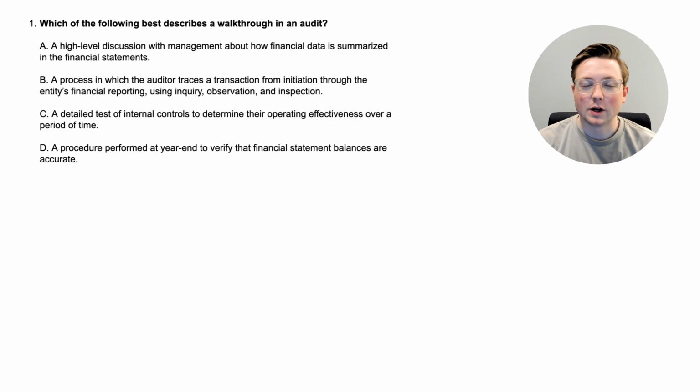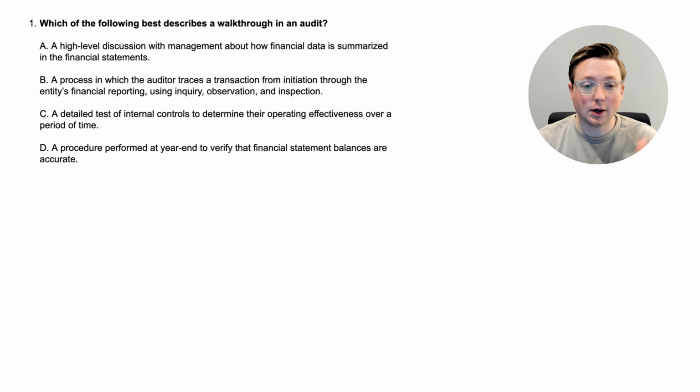All right, here we are at question 1. Let's just dive straight in. Which of the following best describes a walkthrough in an audit? So let's walk through the options. Option A, a high-level discussion with management about how financial data is summarized in the financial statements. Option B, a process in which the auditor traces a transaction from initiation through the entity's financial reporting using inquiry, observation, and inspection. Option C, a detailed test of internal controls to determine their operating effectiveness over a period of time. Or option D, a procedure performed at year-end to verify that financial statement balances are accurate.